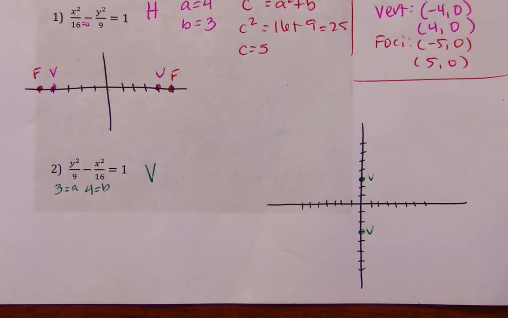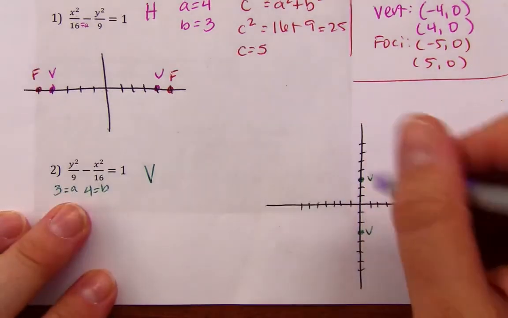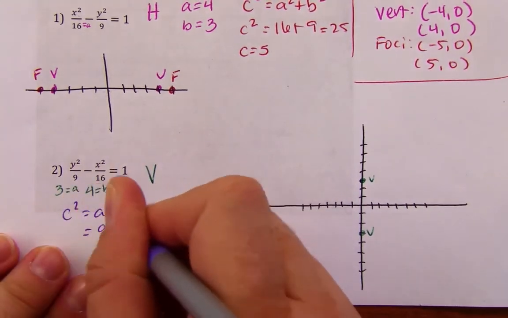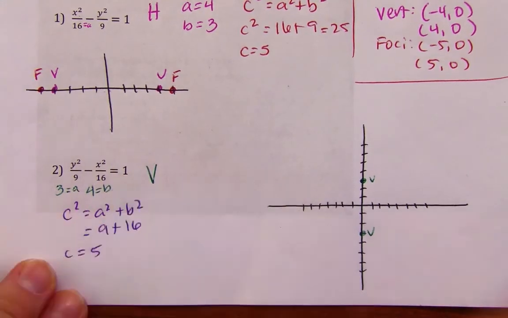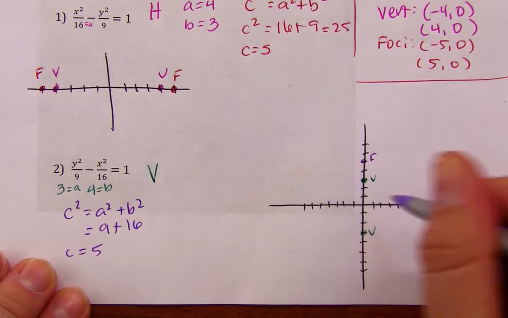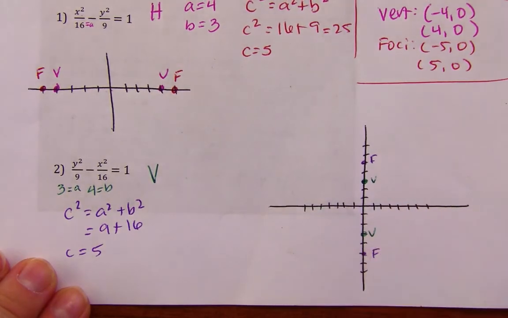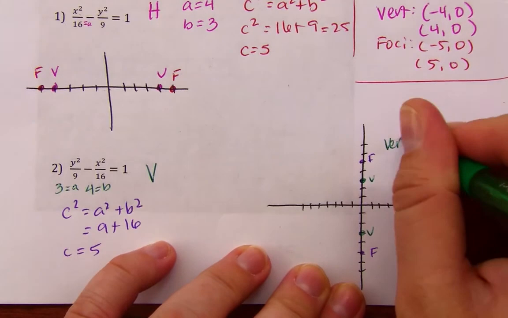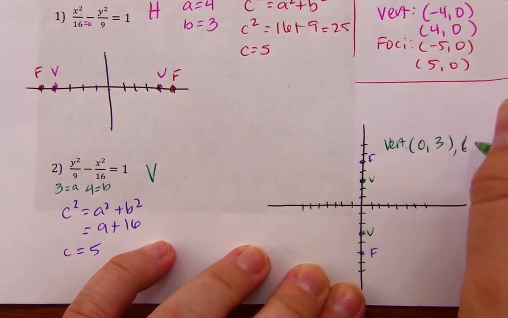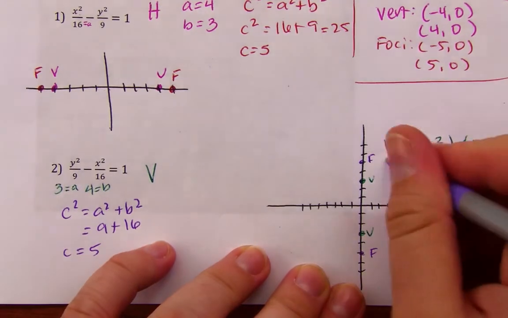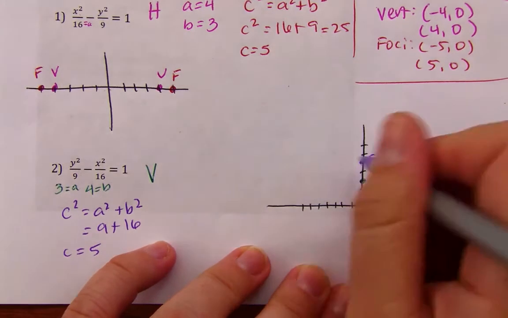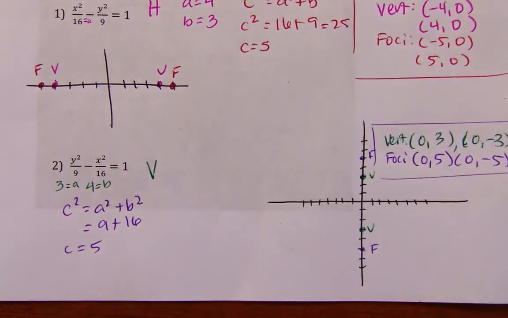And then I can find my foci, which are going to be c squared equals a squared plus b squared, which is 9 plus 16. So c equals 5 again. So going up 5 gives me my focus. And we know what those points are now. So we have our vertex, which is at 0, 3, and 0, -3. And our foci, which are 0, 5, and 0, -5. And that's what they asked for.